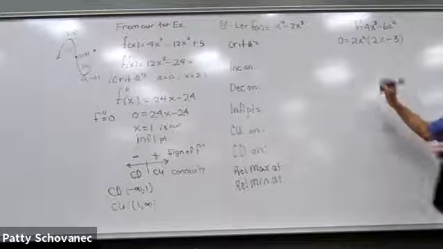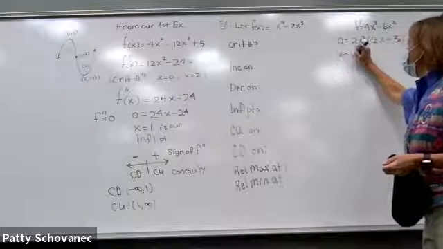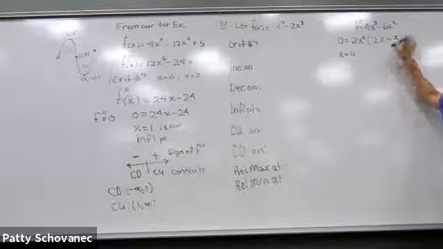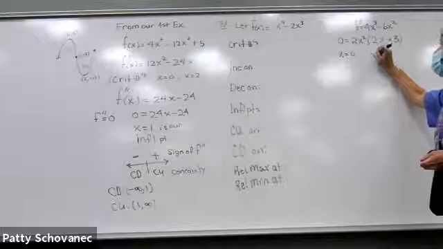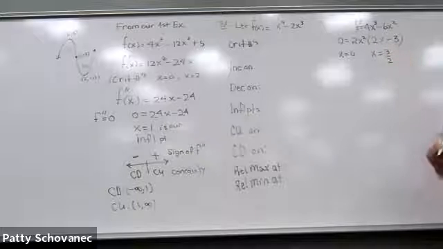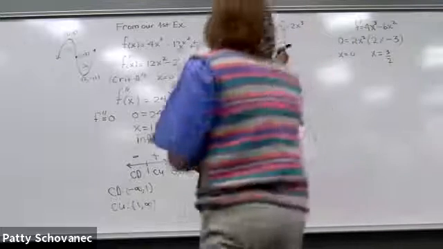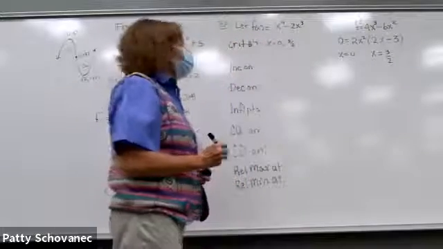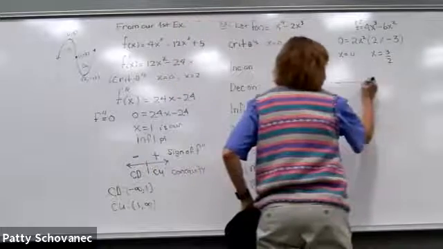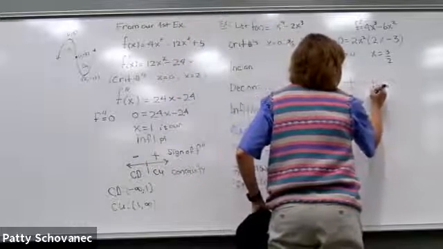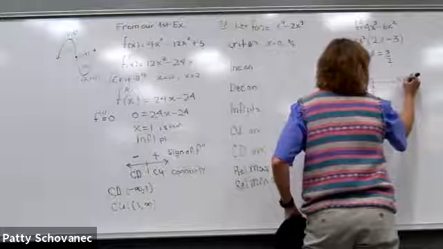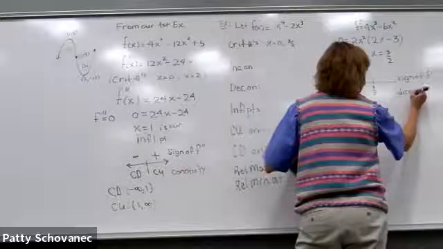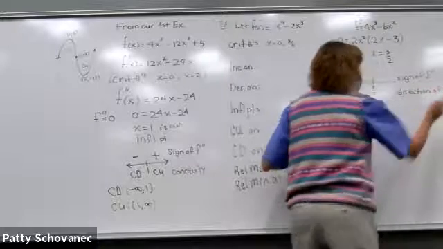Set each factor equal to 0. 2x squared is equal to 0 when x is 0. 2x minus 3 is equal to 0. Move the 3 over, divide by 2. Do that in my head. Those are our critical numbers. Now we're going to put them on a number line in order and get the sign of f prime to tell us about the direction of f.